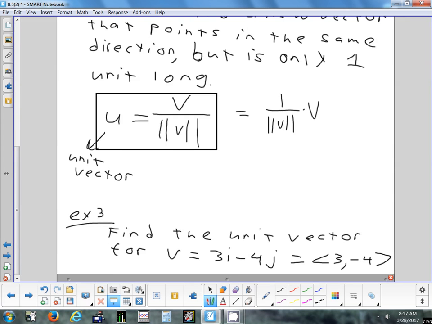Okay, so I'm given the vector 3i minus 4j, and I want to turn that into a unit vector. So to check if it already is a unit vector, what should I do first? Yeah, let's find the magnitude of it. If it already is 1, then we're all set. If it's not, then we'll plug it into the formula and turn it into a unit vector by scaling it. We might have to scale it shorter. Or if it's too short, we might have to take the vector and make it longer. Okay?